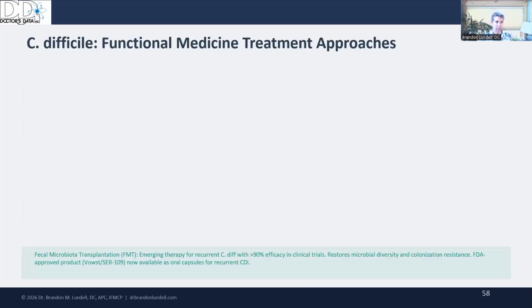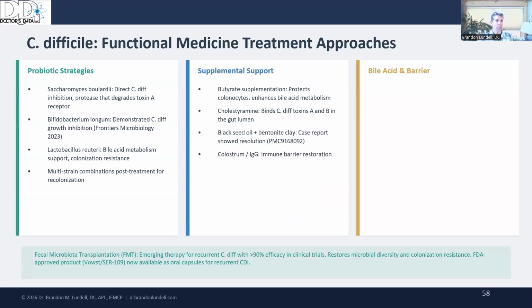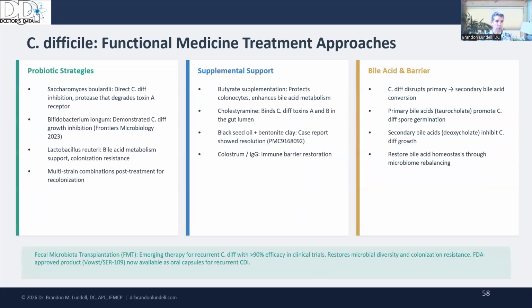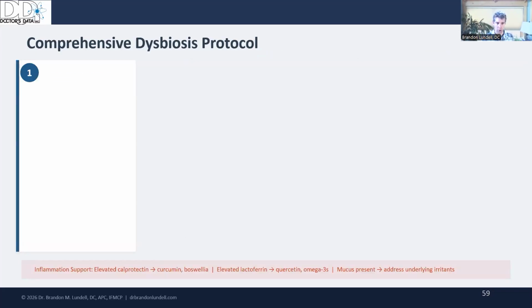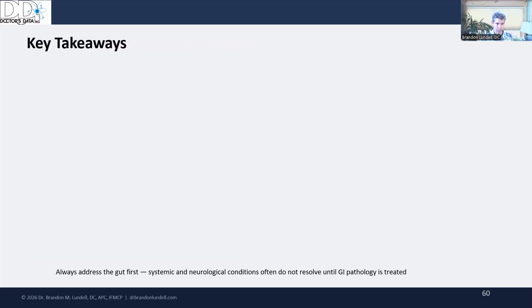So pretty amazing. So here's just a summary of what we use in functional medicine to treat C. diff, whether they're symptomatic or asymptomatic. But remember, the symptomatic needs to be asymptomatic. You need to look at the full clinical picture to decide whether you're going to treat. Okay.